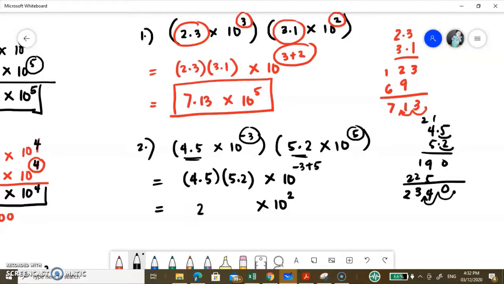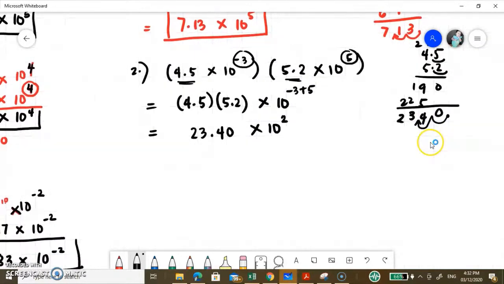So, you have 23.40. This is not yet your final answer. Bakit po, ma'am? Kasi 'di ba, yung ating coefficient, it should follow the rule that A must be less than 10, right? But greater than 1. Makikita nyo dyan, 23. 'Di ba? Napaka malayo niya sa 10, kaya hindi siya less than 10.